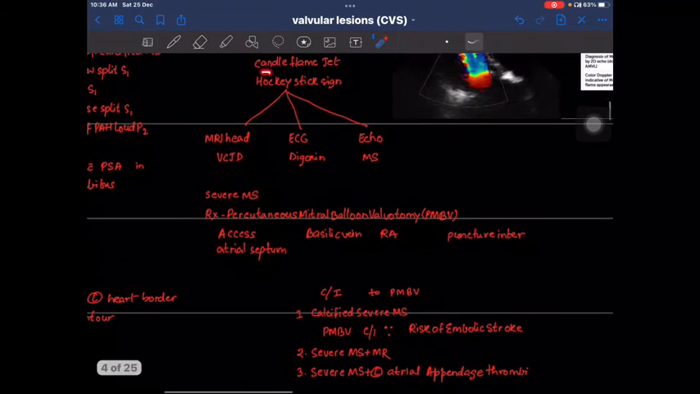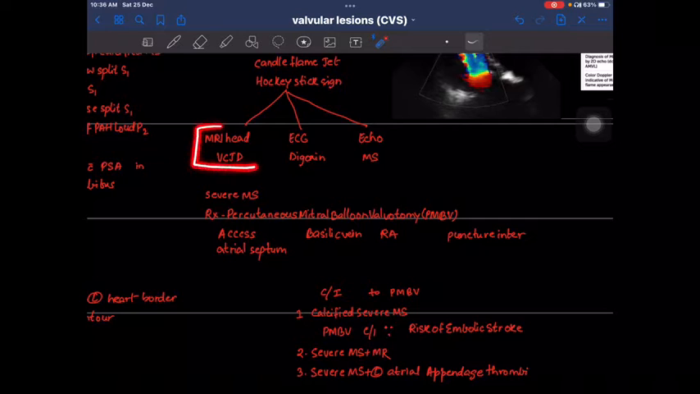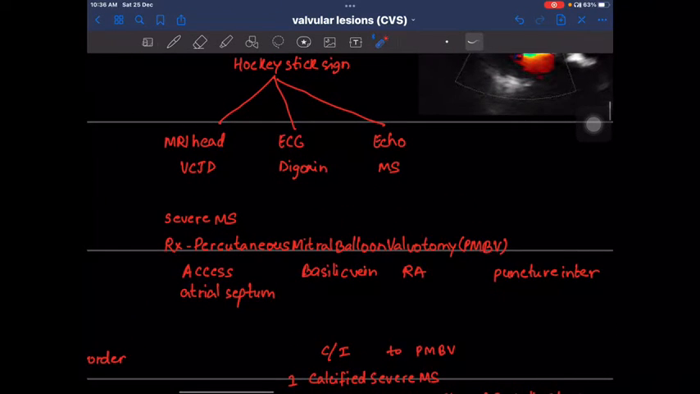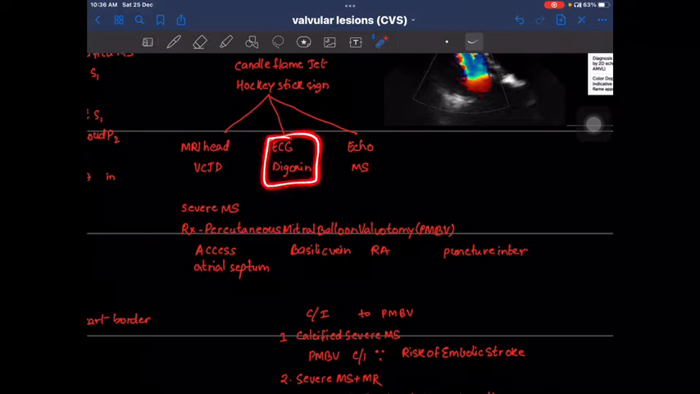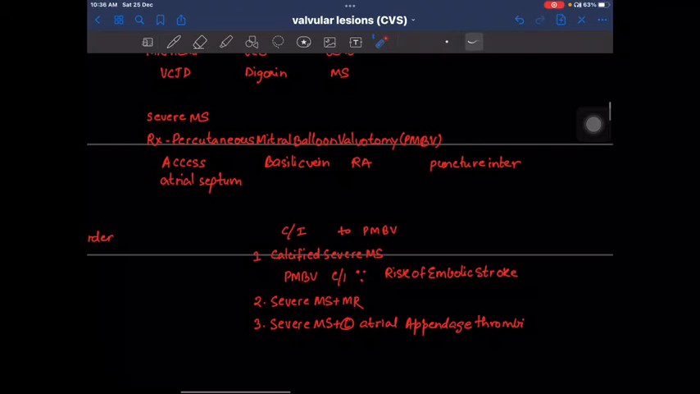So this hockey stick sign, very commonly you will come across this in medicine. So where is it seen? Hockey stick sign is seen in MRI in Creutzfeldt-Jakob disease, variant Creutzfeldt-Jakob disease. You'll also see it in ECG when you give digoxin. All right. Digoxin toxicity, you will see this. Also in MS, like we just did. So you need to treat severe MS. All right. So treatment of severe MS is percutaneous mitral balloon valvotomy, PMBV. In short form, we say PMBV.